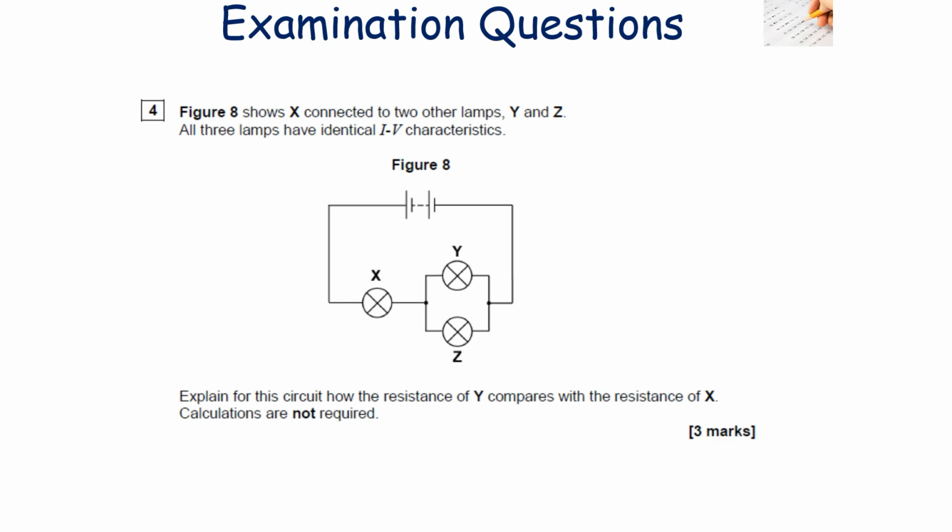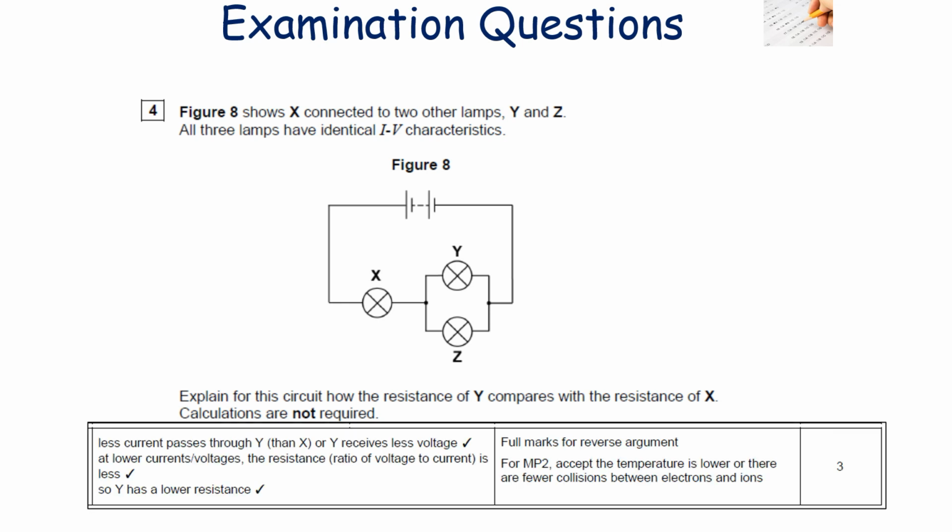Right, so in this one, you've got to understand what's happening in this circuit. So X is just in series, while Y and Z are parallel with each other. So the first thing to note is that when you go past X and you split between Y and Z, the current is going to split between the two. So therefore, less current is going to pass through Y, so Y is going to have less voltage. Now, because it's got a lower current and a lower voltage, the resistance of Y is going to be less. So Y has a lower resistance. You also could be aware of this because it's in parallel with another bulb of identical characteristics, and when you've got multiple paths, the resistance going through that particular component will decrease.